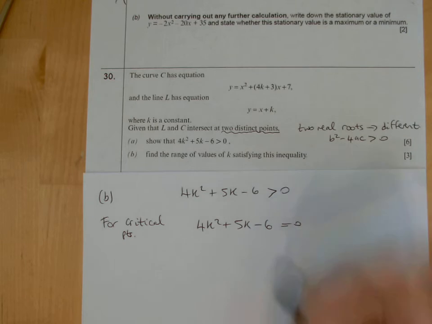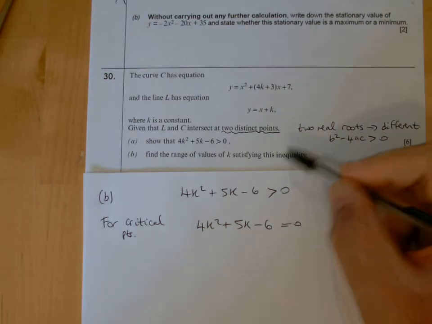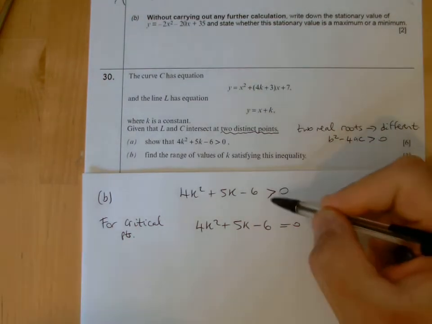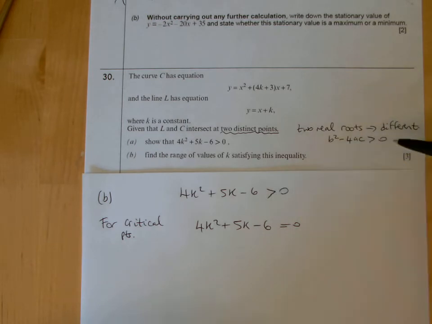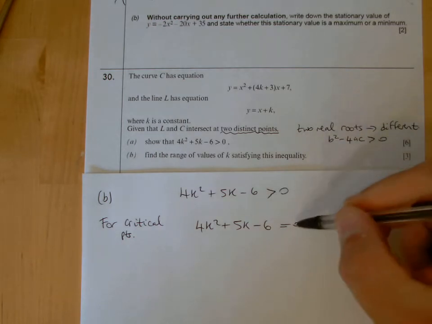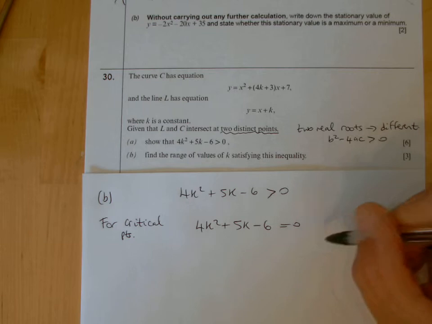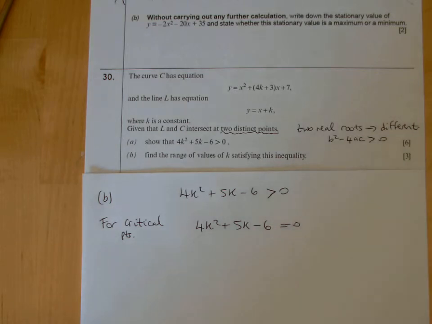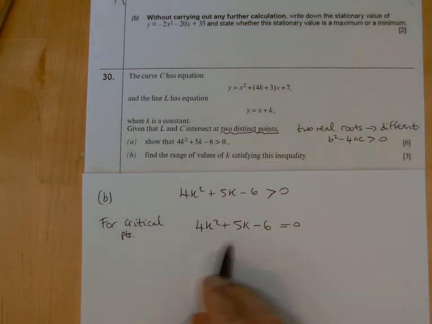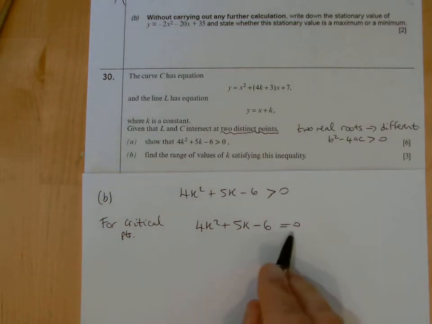Now, I don't want where it's equal to 0, essentially, because I'm only interested in where the quadratic's greater than 0. However, the critical points are when the curve is equal to 0. I can then go everything above that, and I can show a range of solutions. So we need to solve this quadratic here where it's equal to 0.